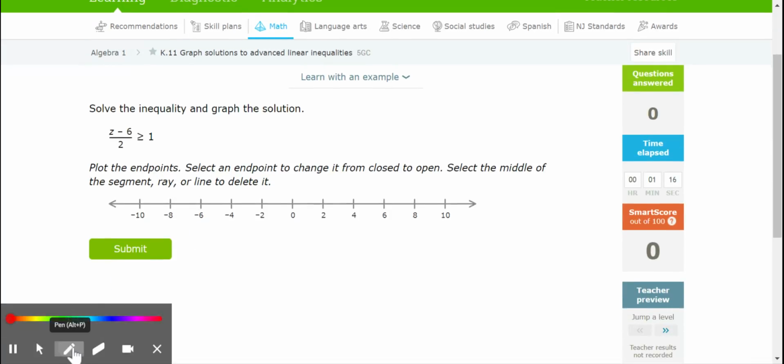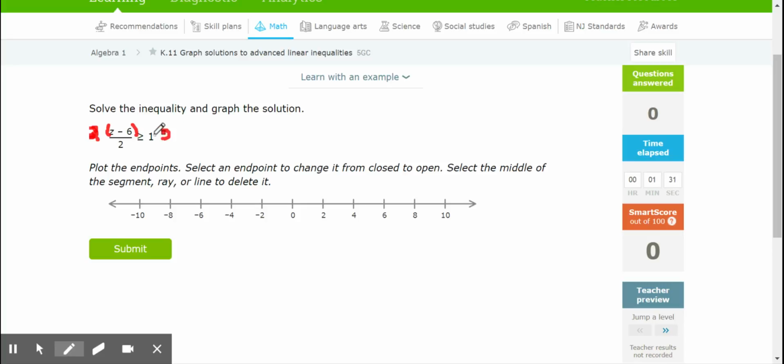Okay, so we're going to start here. I'm going to treat these as if they're in parentheses. So z minus 6 is in parentheses. I'm going to save that for last. So here we're going to back out the division of 2 by multiplying by 2. And that's going to cancel, leaving me with z minus 6 is greater than or equal to 2. I'll add 6 to both sides. And z is greater than or equal to 8.